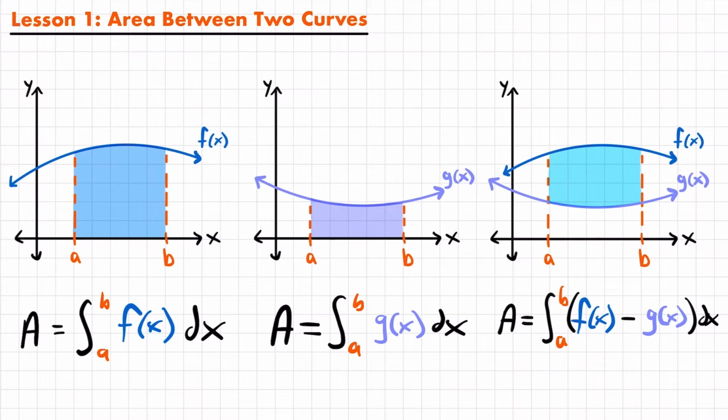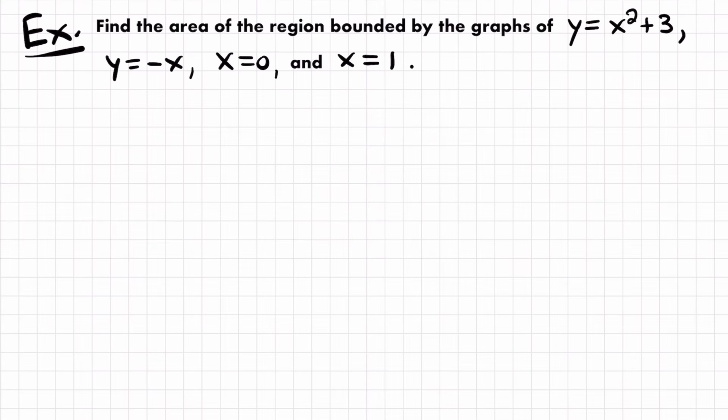All right, so let's take a look at an example problem where we look at how to calculate the area between two curves using this definite integral. Okay, so here's our example problem. We want to find the area of the region bounded by the graphs of y equals x squared plus 3, y equals negative x, x equals 0, and x equals 1.